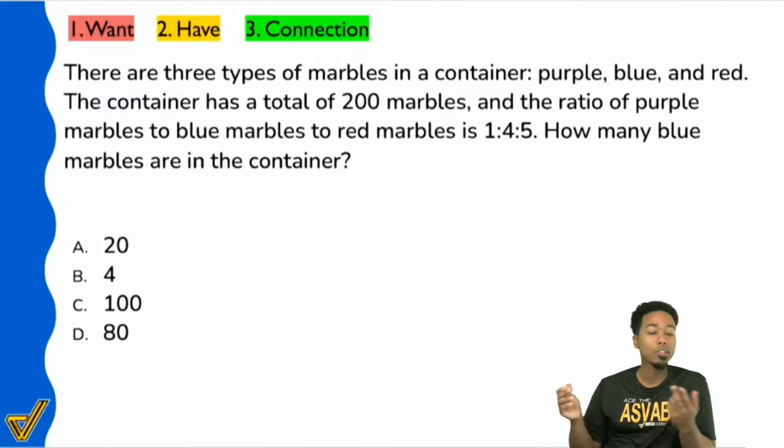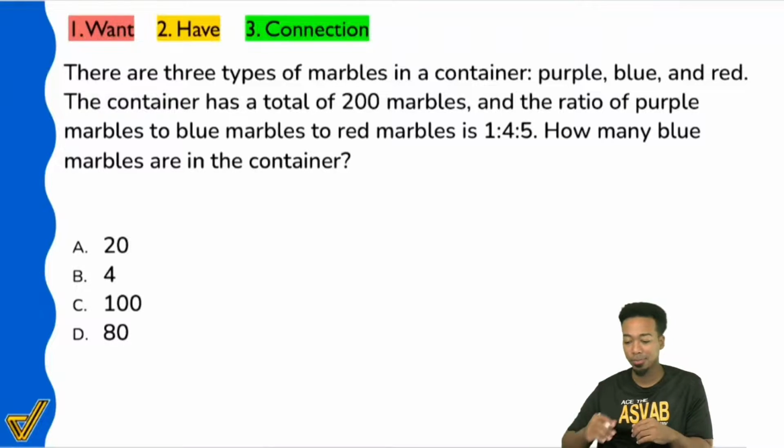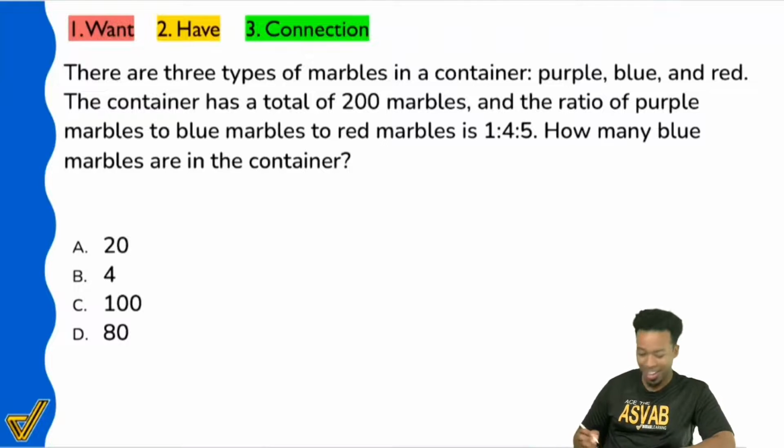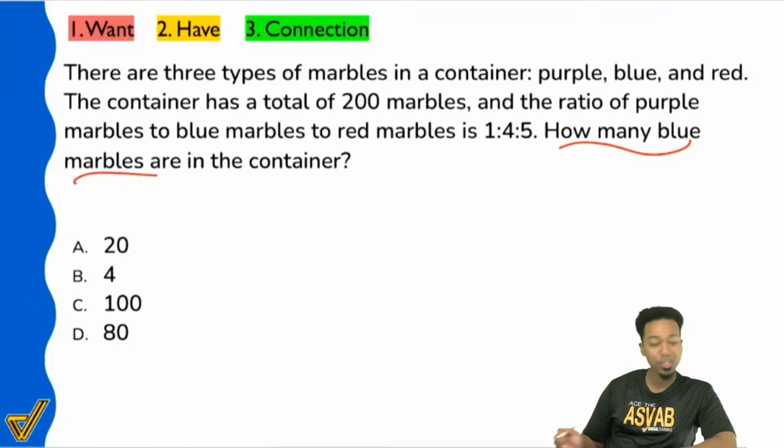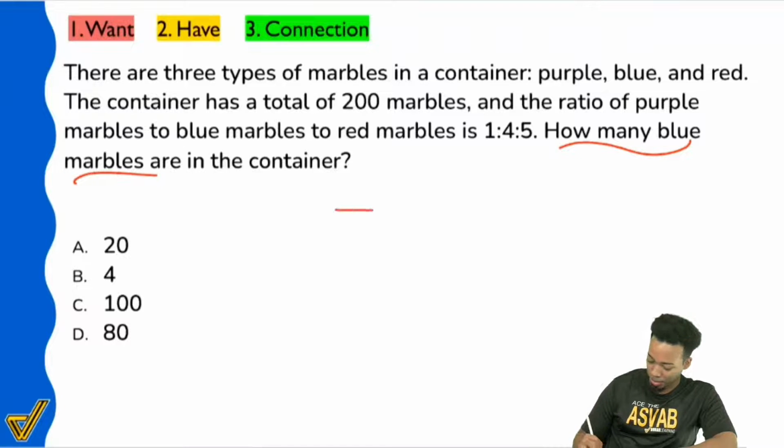So here we go. What are we looking for? We're looking for the number of blue marbles in the container. So here we go. Air Force on the way. So boom, we're looking for how many blue marbles are in the container. Sweet. Blank blue marbles.